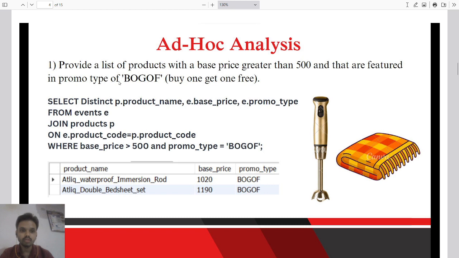Starting with the first, it states: provide a list of products with a base price greater than 500 and which have a promo type of BOGOF, buy one get one free. So the MySQL query is like this, and the output we get from this is waterproof immersion rod and double bedsheet. The waterproof immersion rod is 1020 rupees and the other immersion rod is 1119 rupees.